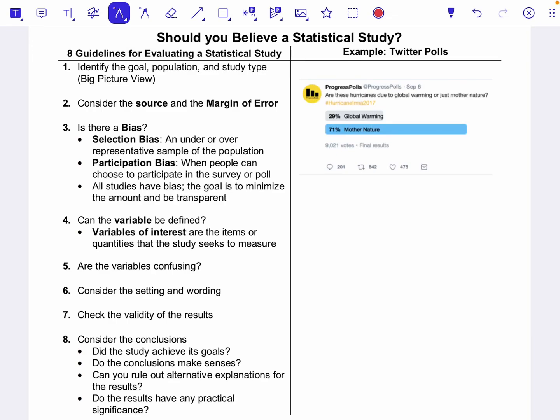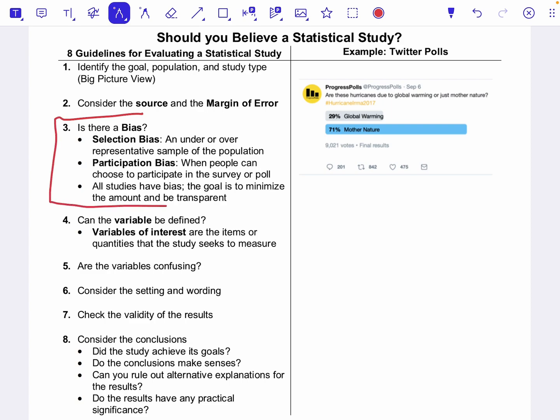It's important to not just understand how a study is made and how to draw conclusions from one, but also whether or not you should actually believe a statistical study. So I already sort of hinted at one thing that you should pay attention to, which is who makes up the sample and how it was chosen. Along with that, one of the key things we're going to look at is this notion of bias. Is there a bias?